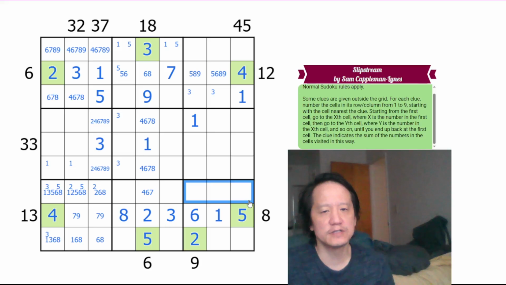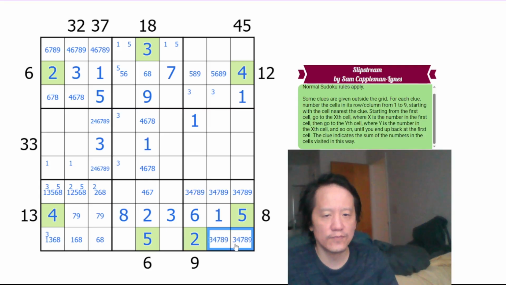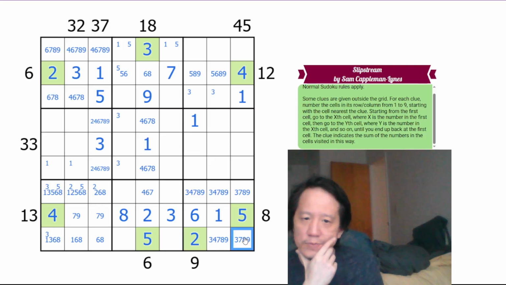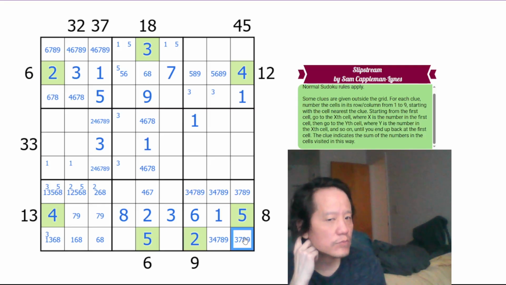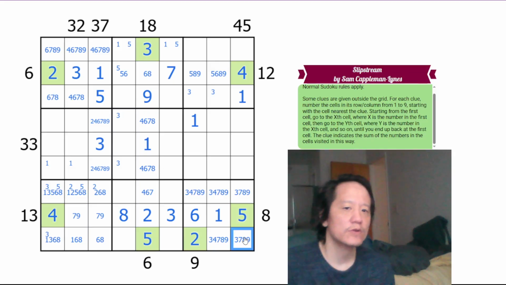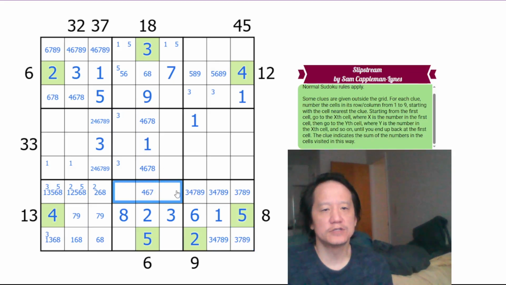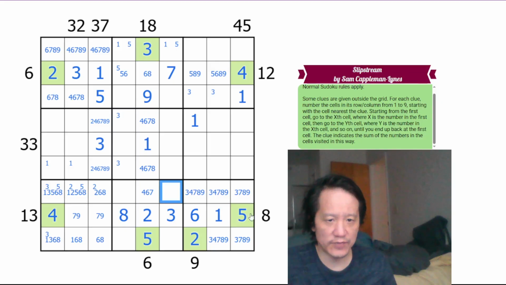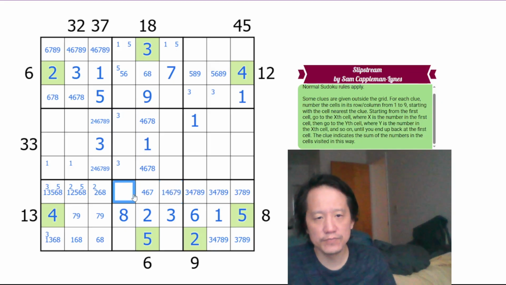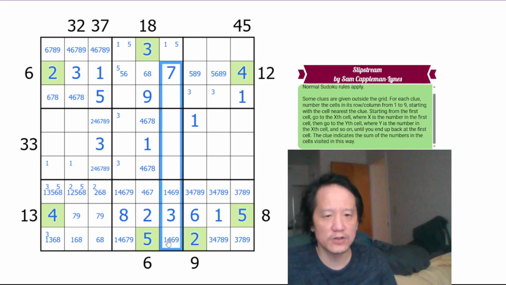Remaining digits in box 9 are 3, 4, 7, 8, 9. 4 cannot be either of these two digits. Remaining digits in box 8 have to be 1, 4, 6, 7, 9. And these can't be 7 because of the 7 in the column.